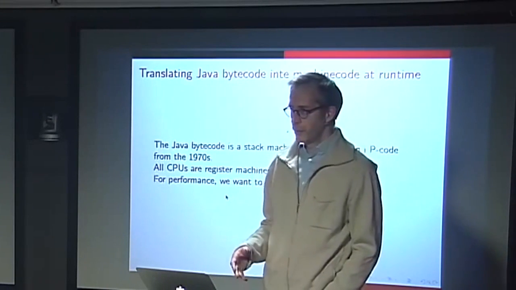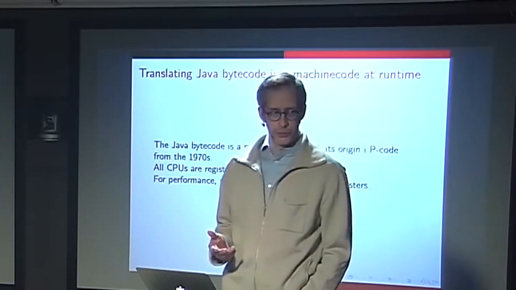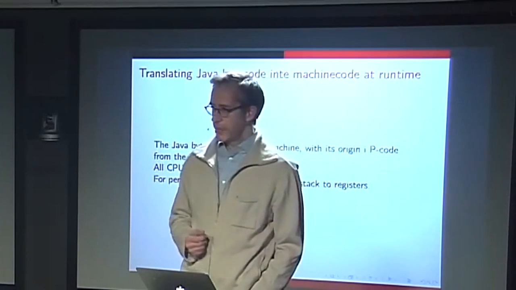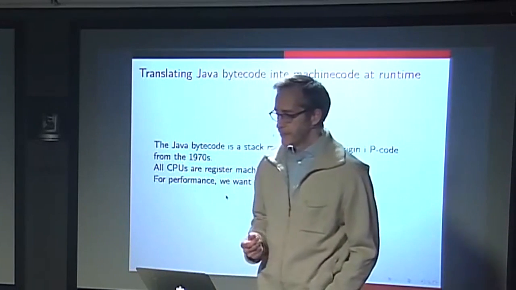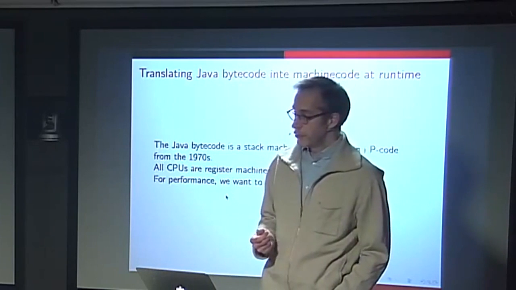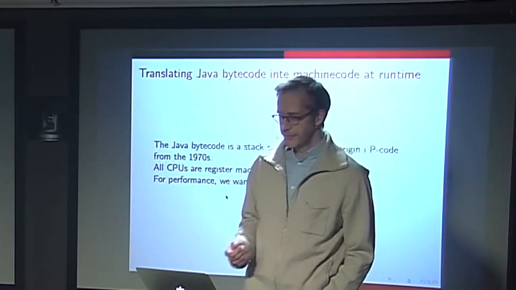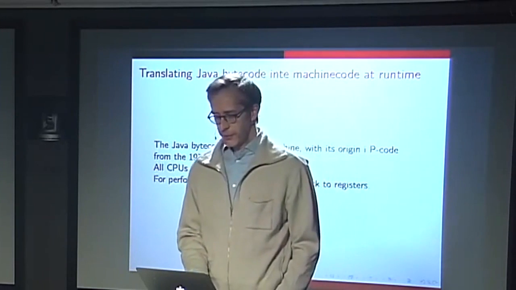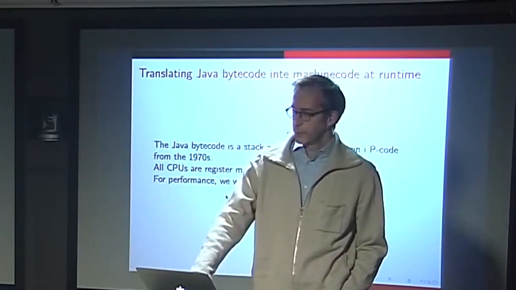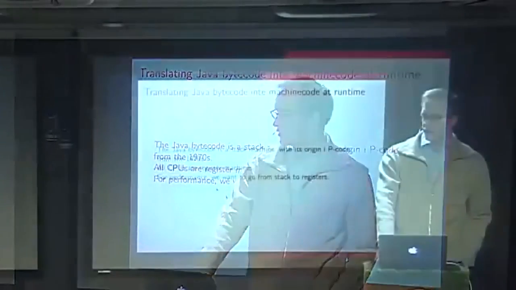Now, the first thing you do. Well, the Java bytecode is a stack machine. And it has its origin in P-code from the 70s, so it's not particularly new either. And all our CPUs are register machines. So for performance, we want to go from stack to registers really quick.